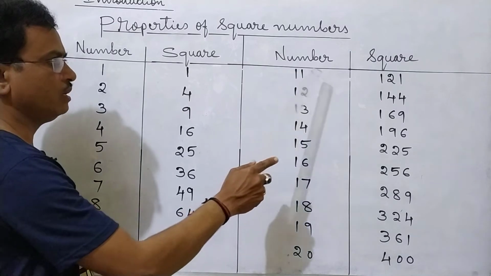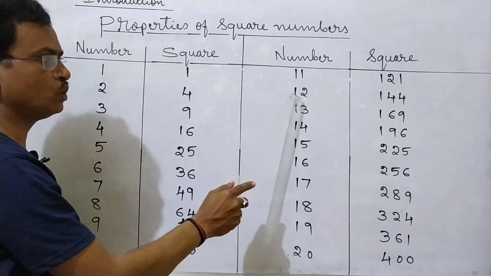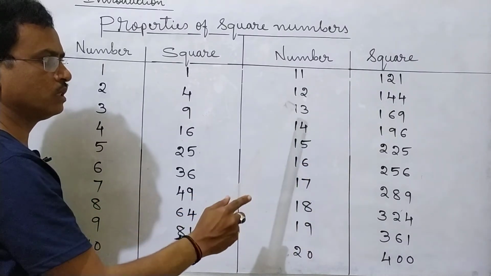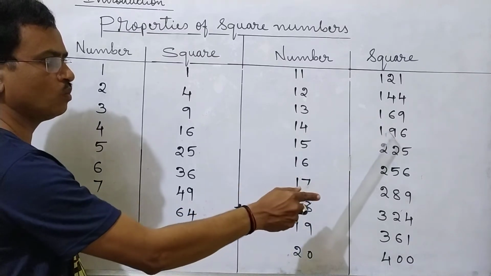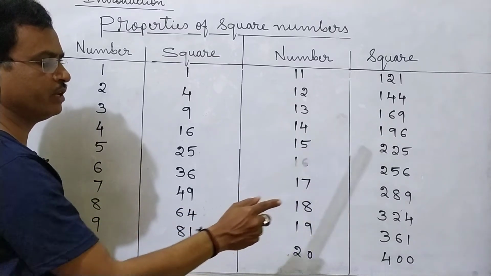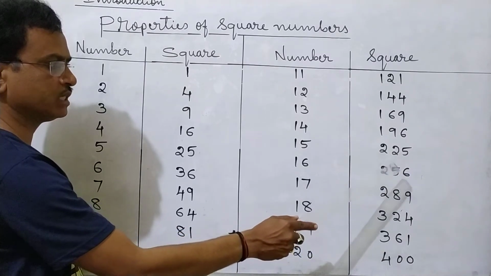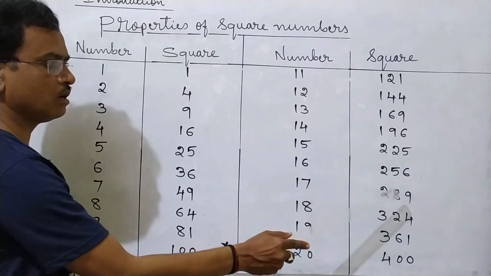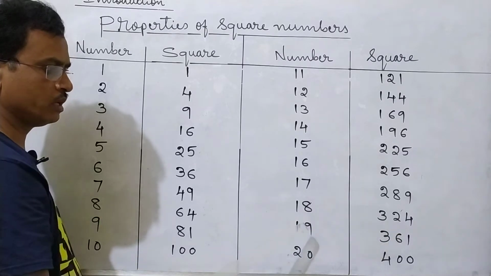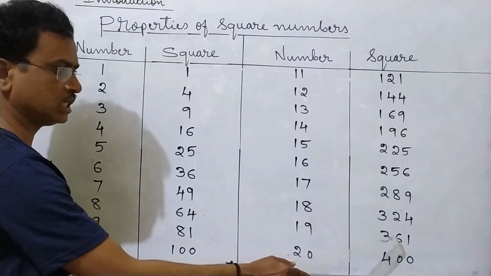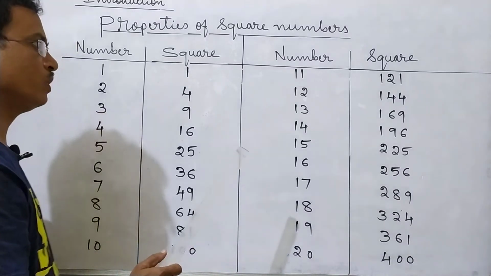Next, 11 into 11. 11 elevens are 121. 12 twelves are 144. 13 13s are 169. 14 14s are 196. 15 15s are 225. 16 16s are 256. 17 17s are 289. 18 18s are 324. 19 19s are 361. 20 20s are 400.